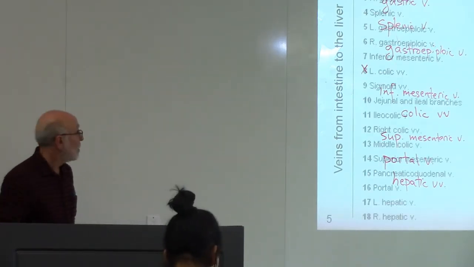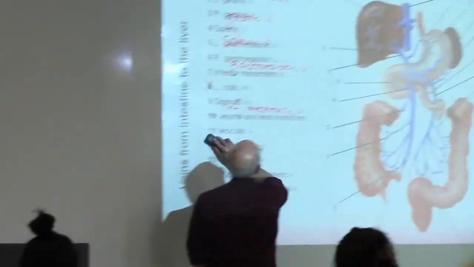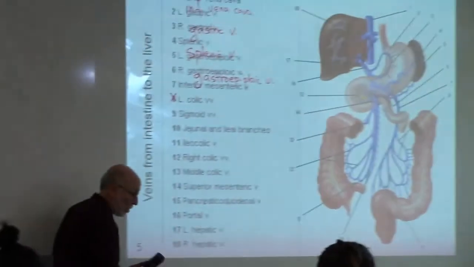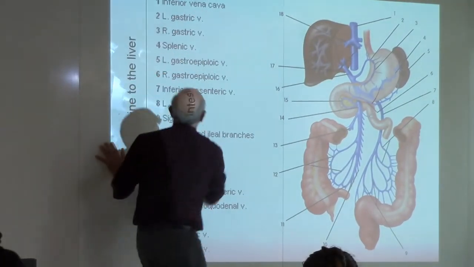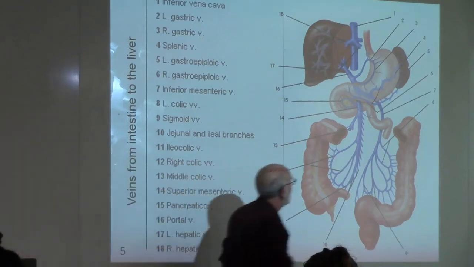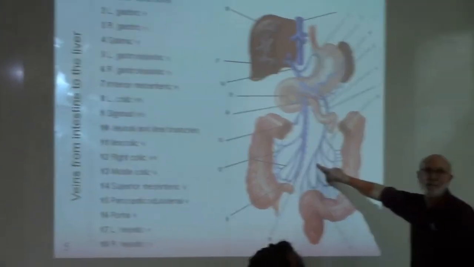Okay, so here's the answer key, which is on Moodle, or will be soon, which includes the name for everyone. So, for example, 9, this is the sigmoid colic vein.